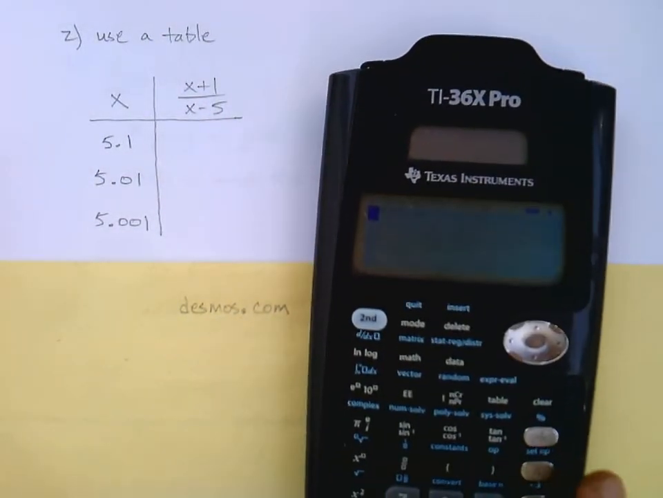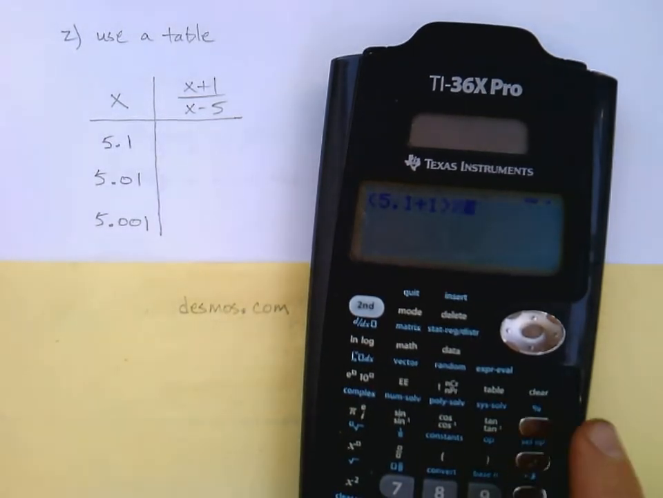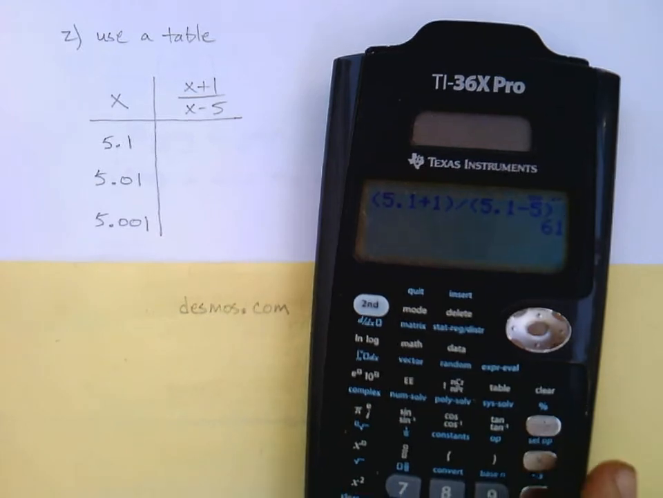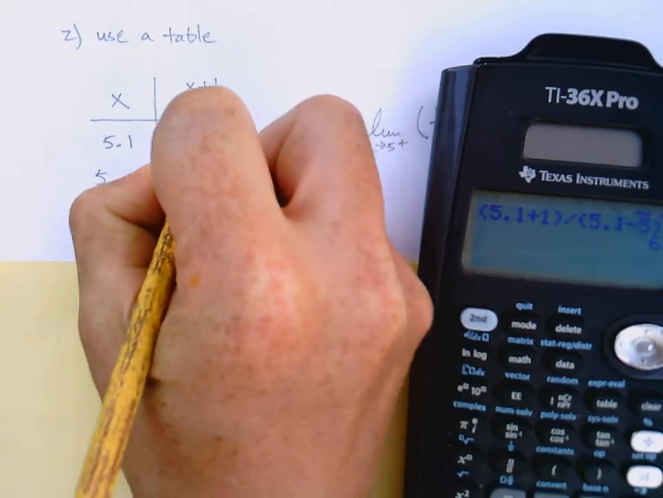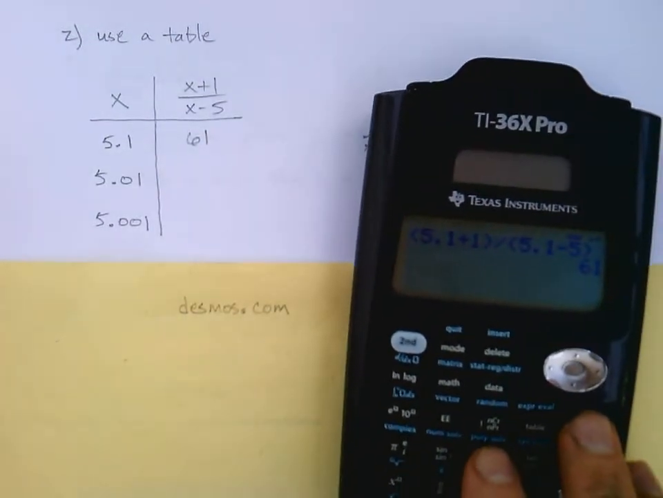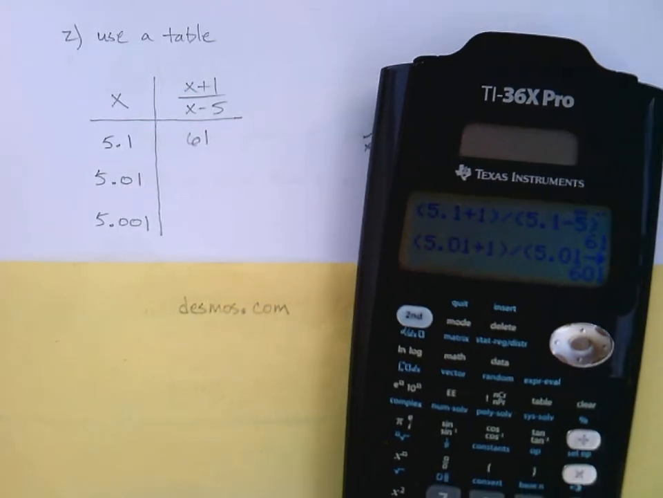So I got my calculator here. And all right, let's do it. 5.1 plus 1 in parentheses, divided by 5.1 minus 5 in parentheses. And that actually gave me a nice whole number of 61 when I plug in. Okay. Let's try 5.01 plus 1 divided by 5.01 minus 5. 601.